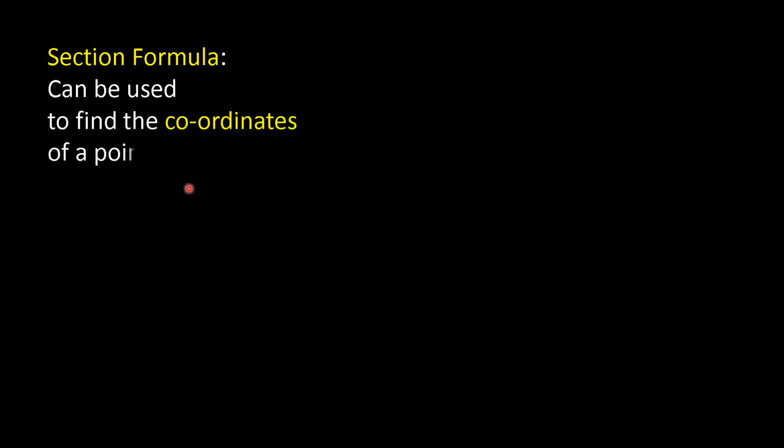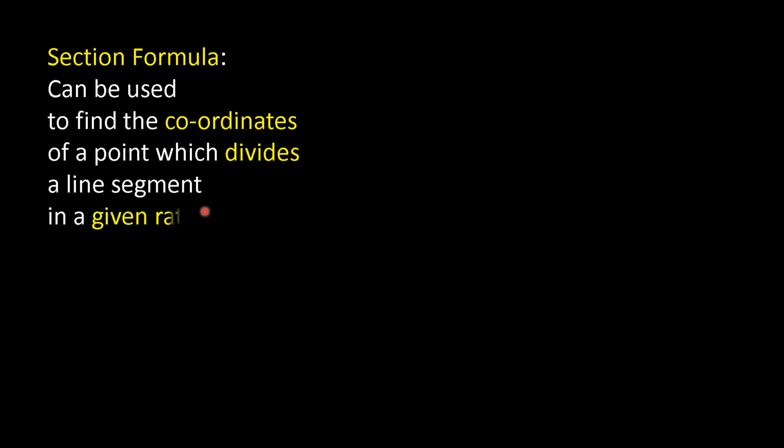In this video, let us understand together the second part of coordinate geometry, which is the section formula. Section formula can be used to find the coordinates of a point which divides a line segment in a given ratio.